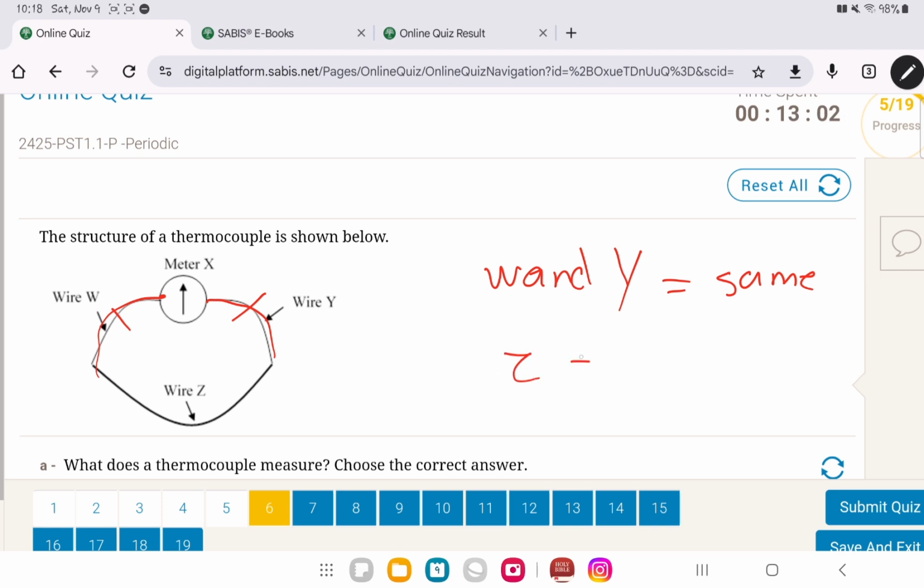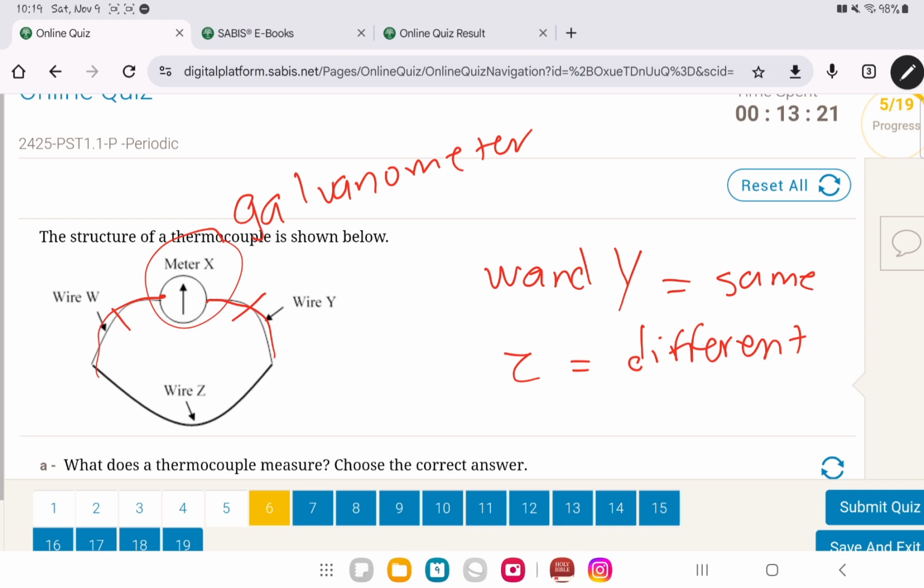However, wire Z is a different material. So W and Y, because they both come out of the meter X, which we will discuss later, it's called a galvanometer. Okay. If they both come out of the galvanometer, then they are the same. Okay. However, if it is a single wire by itself, not coming out of the galvanometer, then it is a different material. Now, meter X is called a galvanometer.